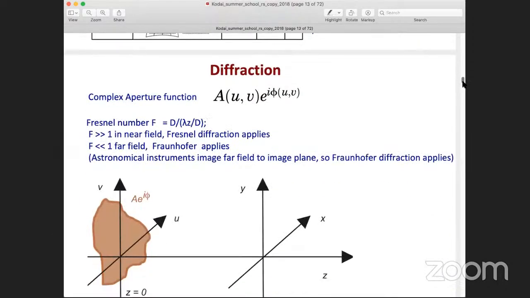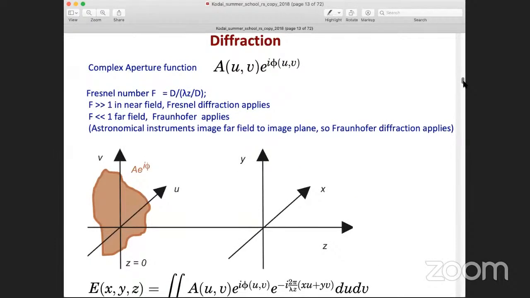Generally, in an astronomical telescope, at least a ground-based telescope, we can describe the pupil function, the telescope aperture, as a complex aperture function, which has some complex amplitude and a phase function. If D is the diameter of the aperture, then for a given D, lambda z by D, where z is the distance between the pupil plane and the image plane, lambda z will be the size of the diffraction spot, and D is the size of the geometrical spot of the aperture. The ratio of these two is called the Fresnel number.